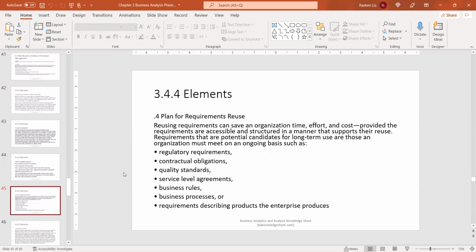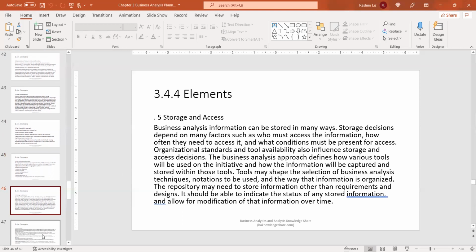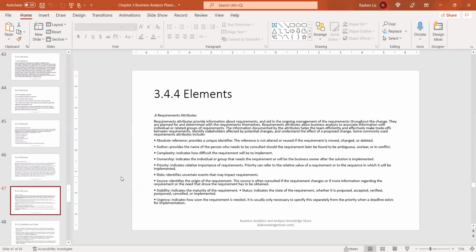She also plans for requirements reuse, so she understands what sort of regulatory requirements are there. Are there any service level agreements? How should she construct the requirements so that they are generic enough that they can be reused by the organization? So she takes that into consideration. She also takes into consideration storage and access. Because this is a restaurant business and this is a regular business, she inquires as to whether there are any regulatory requirements that she needs to be aware of in terms of storing information so that the business can access that information down the road for any reason.